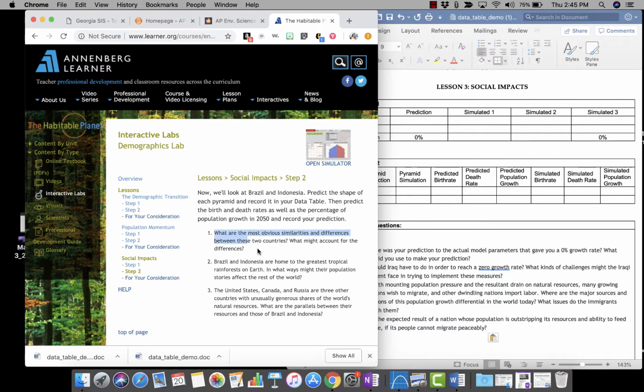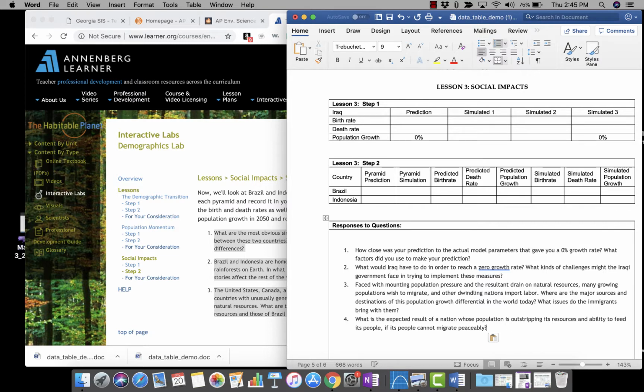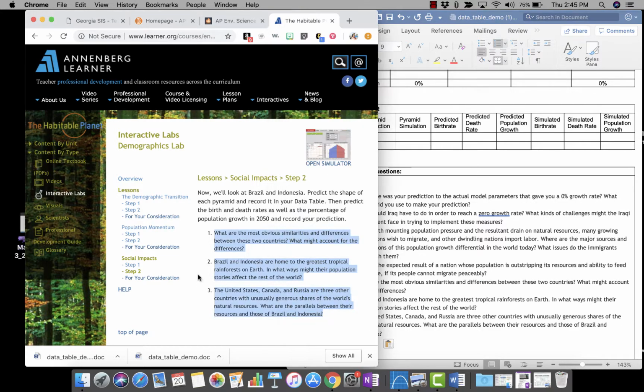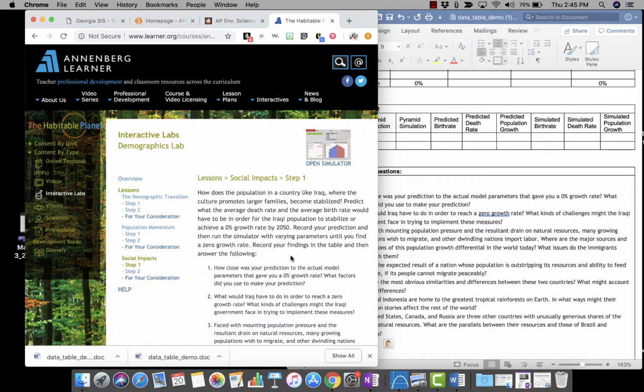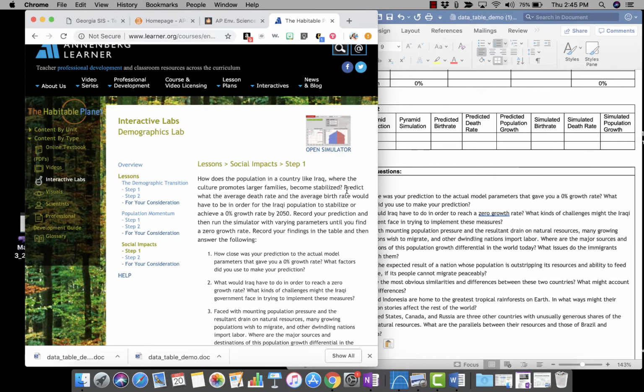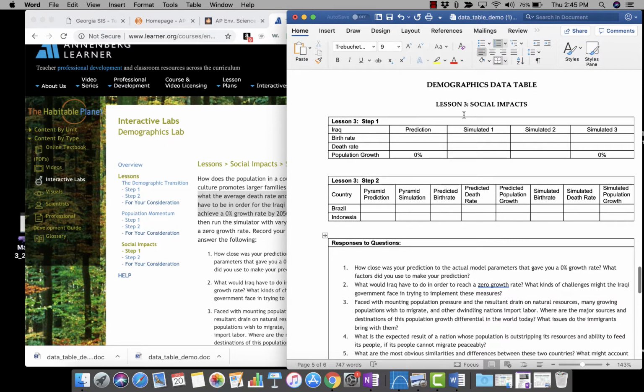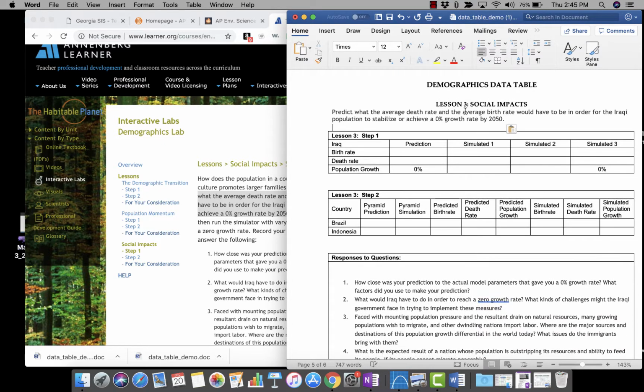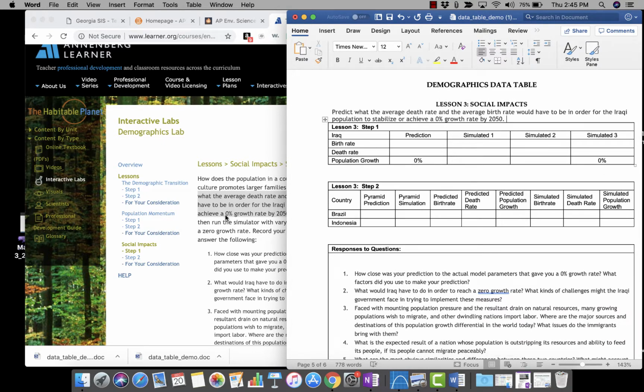And then we've got this one, these few. Okay, so this one wants us to predict what the average death rate and birth rate would have to be for Iraq to have a 0% population growth. Okay, so that's the instructions for this one.